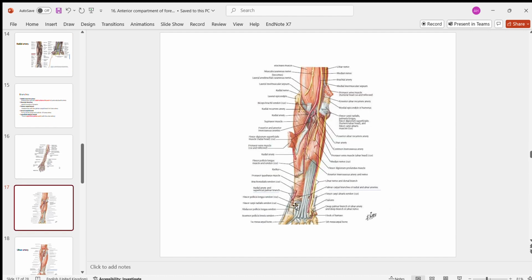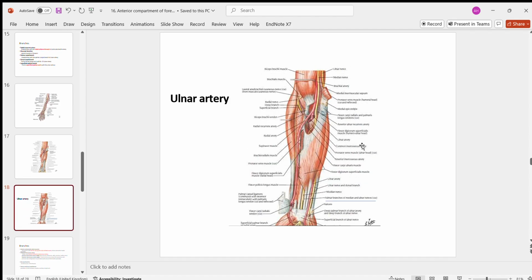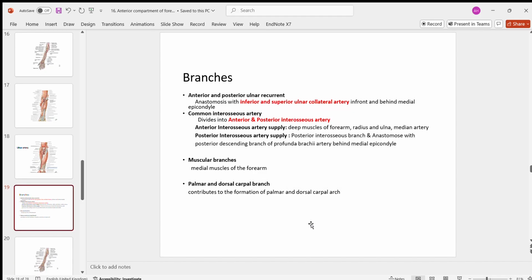Here, this is the radial artery, which is palpated at this level. The ulnar artery is the second terminal branch of the brachial artery, the first being the radial artery. Ulnar artery starts at the level of cubital fossa and it goes deep to the flexors of the forearm, and it emerges at the level of wrist and passes above the flexor retinaculum and enters the hand, palm of the hand.